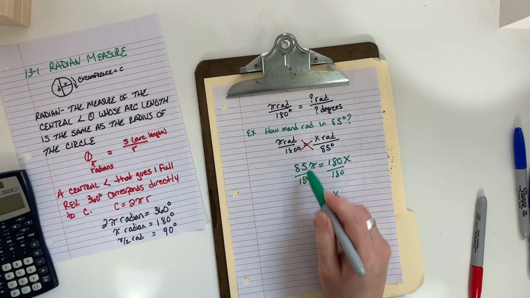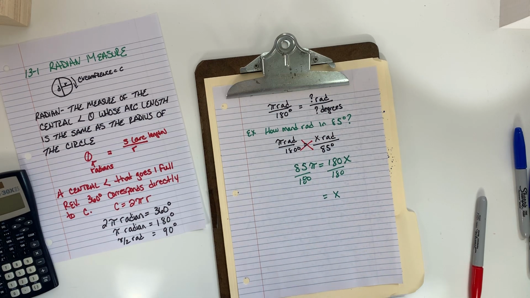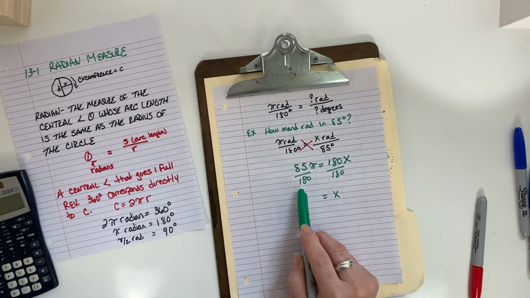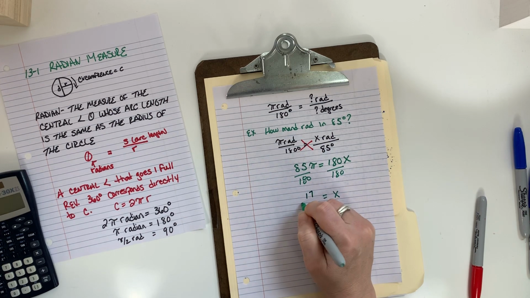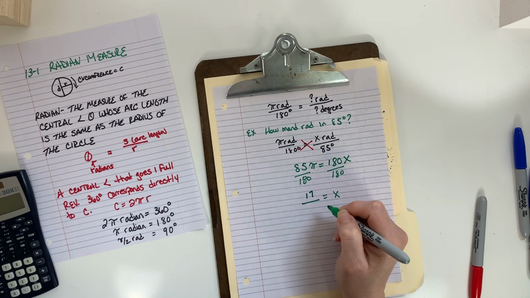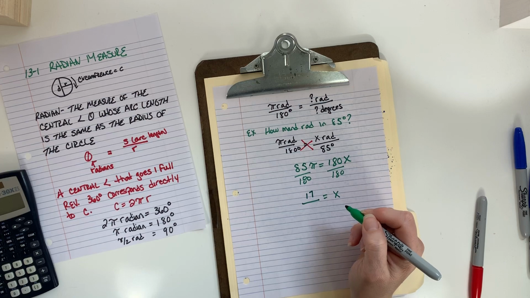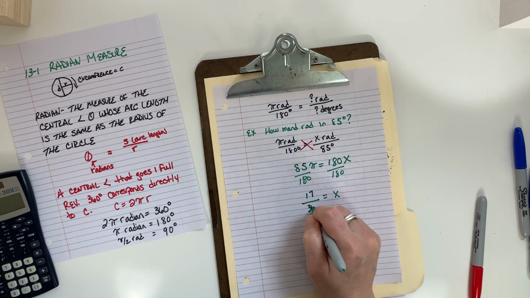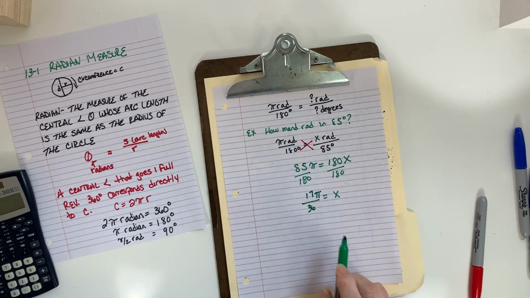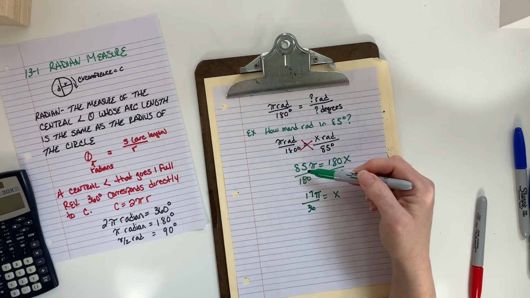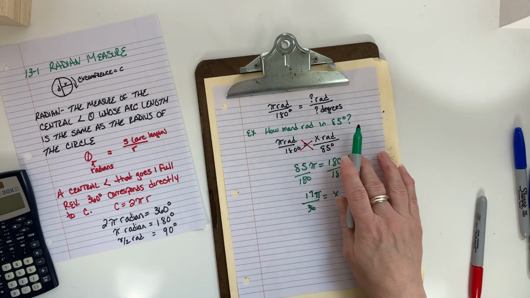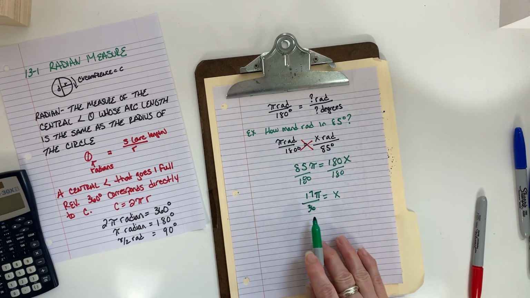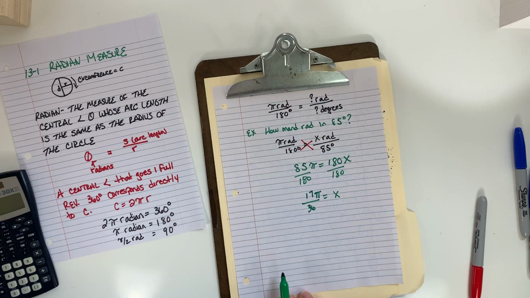If they want the answer in terms of pi, they actually do want you to simplify this fraction. These are both divisible by 5. 85 divided by 5 is 17, and 180 divided by 5 is 36. So if they want it in terms of pi, this reduces to 17 pi over 36. So how many radians are there in 85 degrees? There's 17 pi over 36 radians in 85 degrees.